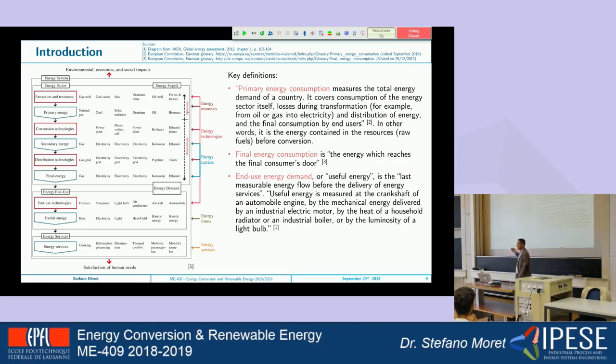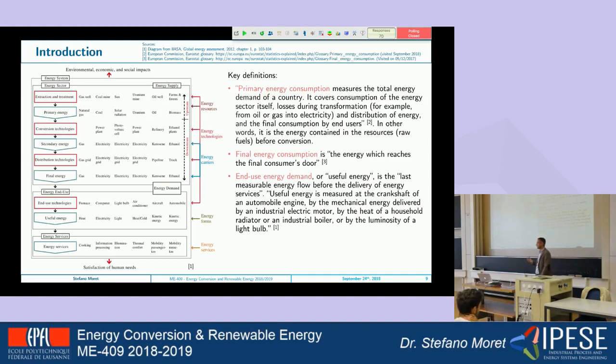To produce food, we need heat. And heat, as mobility or other things, is what we define useful energy. So it is the last measurable energy flow that we have in the system before we actually have the energy service. So for example, it is the heat that we need for cooking, the heat we need for heating our house, or the mechanical energy that we have at the crankshaft of a car.